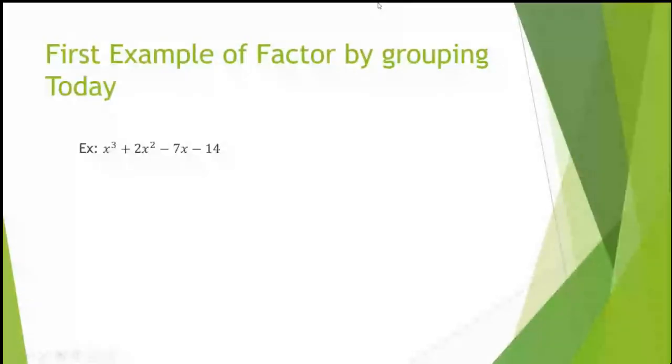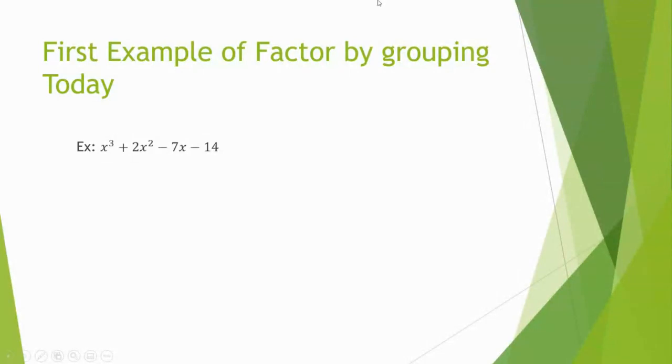Okay, so this is our first example. The first example of factor by grouping, this is what we're doing now. This is what you want to do when you're factoring a polynomial that has 4 terms in it. I also posted a link to a website that has more examples from a community college.